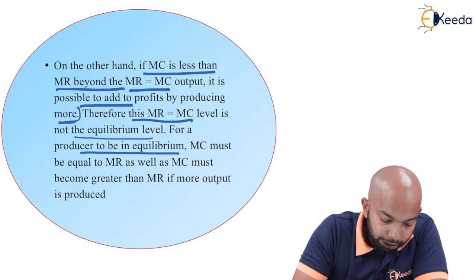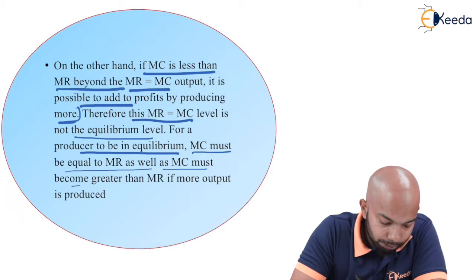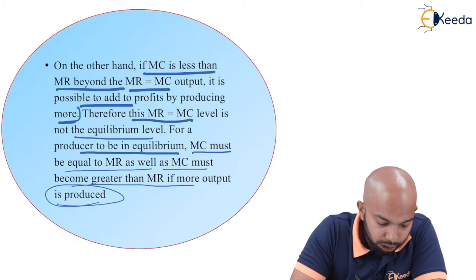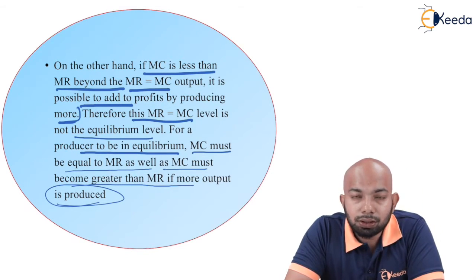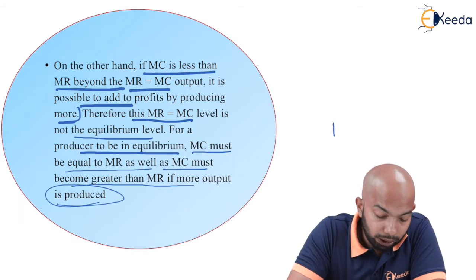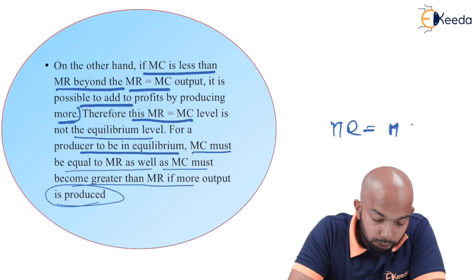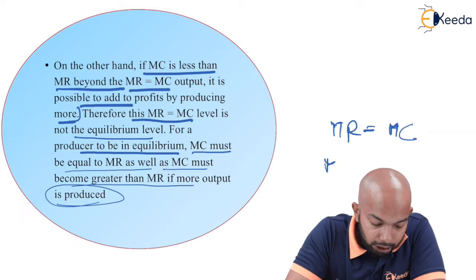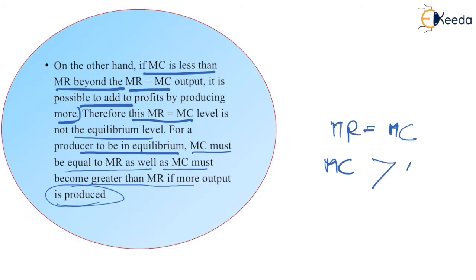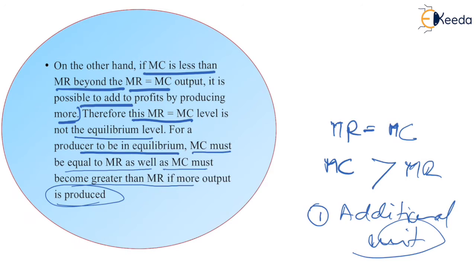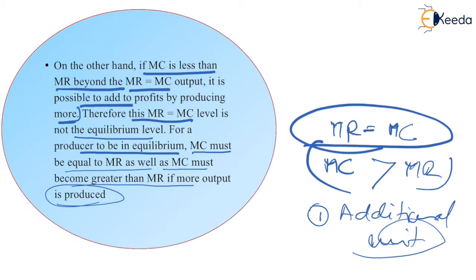For a producer to be at equilibrium, marginal cost must be equal to marginal revenue, as well as marginal cost must become greater than marginal revenue if more output is produced. For any producer, if he has to be at equilibrium, you need to understand one thing. Marginal revenue should be equal to marginal cost, okay? And marginal cost should also become greater than marginal revenue with additional units. So the moment you figure out that this additional unit has given me this situation, I understand that I have reached the producer's equilibrium here.